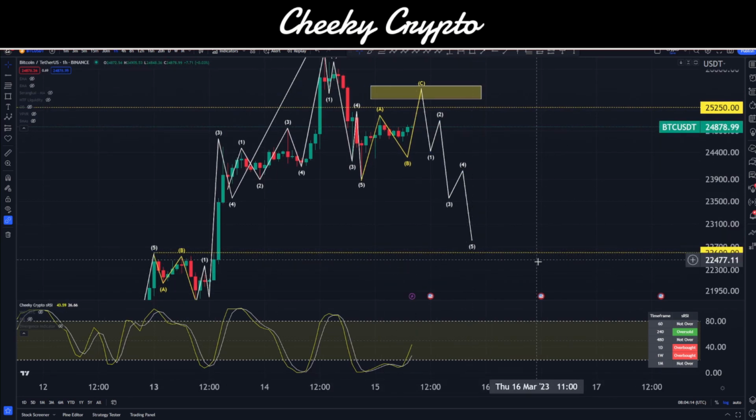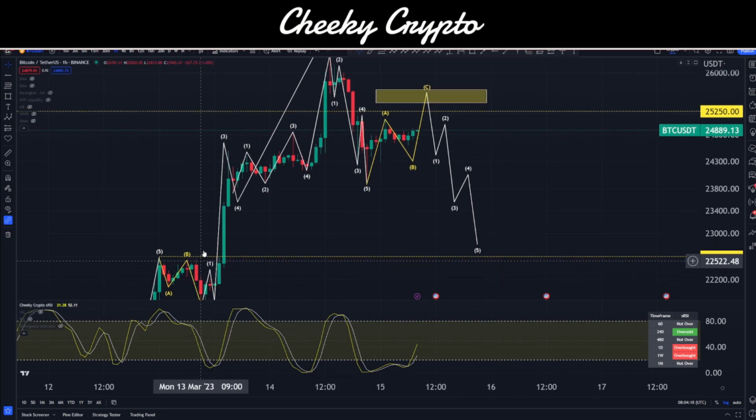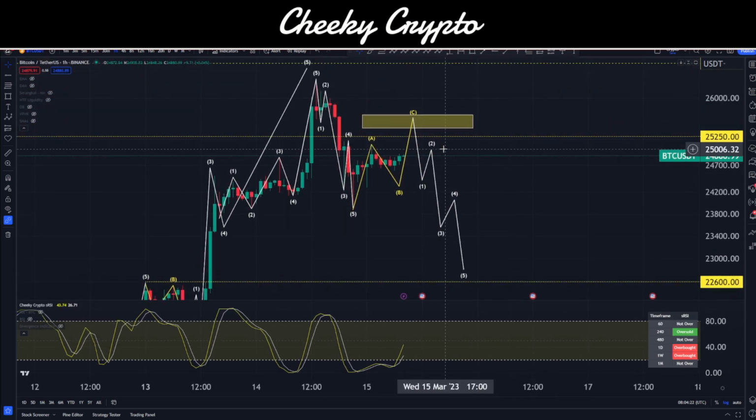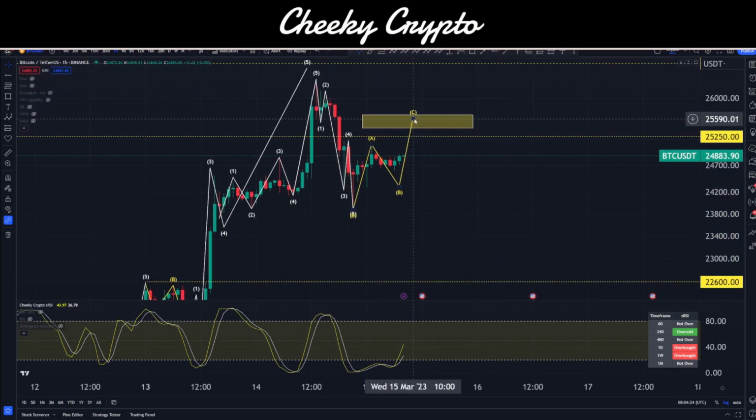If we do cross down lower than the value of 22,600, then essentially we're not going to have that impulsive move. We're not going to come up into that higher range, and all we're going to do is break down from here, and we'll probably fall into another structure. So we're going to keep that in mind, right? We've gone down in 5, we're going up in 3, we've got to probably come down in 5.